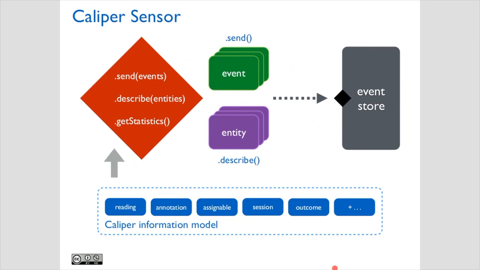At present the sensor itself has a couple methods: a send method for sending events, and another method that we call describe, which allows one to actually send entities or information about the individual objects that may be in play. So for example, I could send information about a particular assessment. I'm starting an assessment, but I drop a describe in, which sends that information about the assessment. My subsequent events could actually be shaped and just contain references to the assessment. So my payload could actually be smaller.